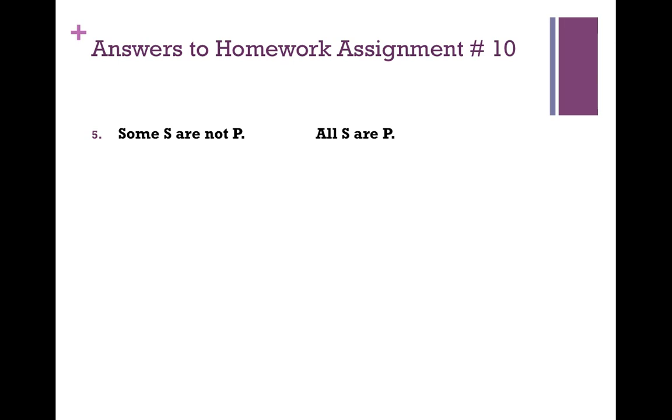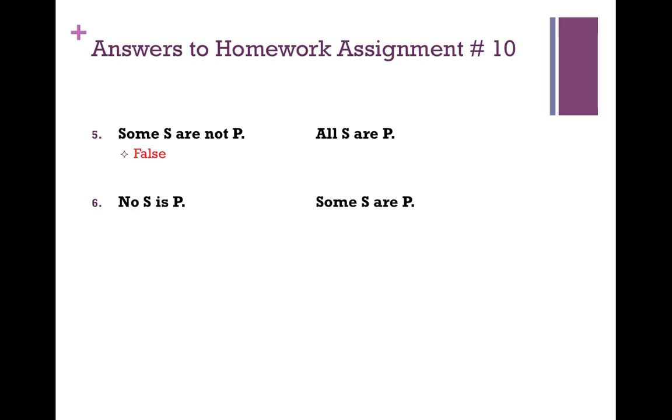Number 5, some S are not P. If this is true, then all S are P is false. These are contradictory propositions. And remember, when you're dealing with contradictory propositions, these have the exact opposite truth value. If one is true, the other is false. If one is false, the other is true.